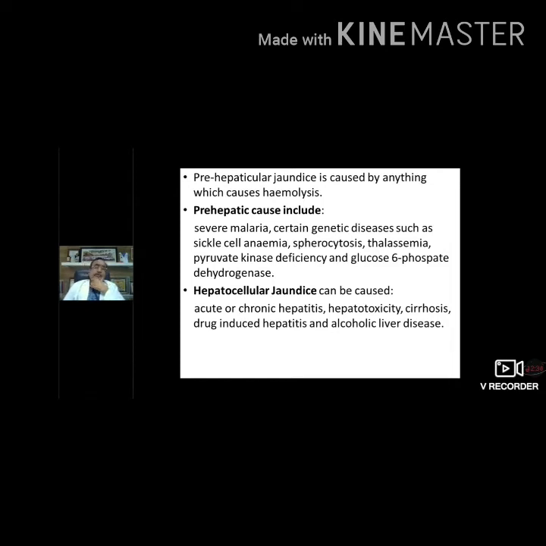Hepatocellular jaundice can be caused due to acute or chronic hepatitis, virus infections, parasites and bacteria, hepatotoxicity, cirrhosis, drug-induced hepatitis, and alcoholic liver disease. Hepatitis A, B, C, D, E are very common causes of viral hepatitis. Cytomegalovirus, Epstein-Barr virus, and others like HIV may also cause hepatocellular jaundice. In our society, not only in our society, throughout the world, alcohol is a challenge and it very commonly causes liver disease. Already I have discussed this in my previous lecture.